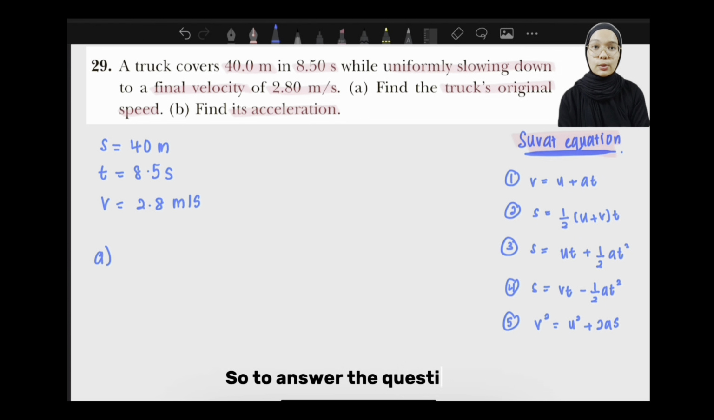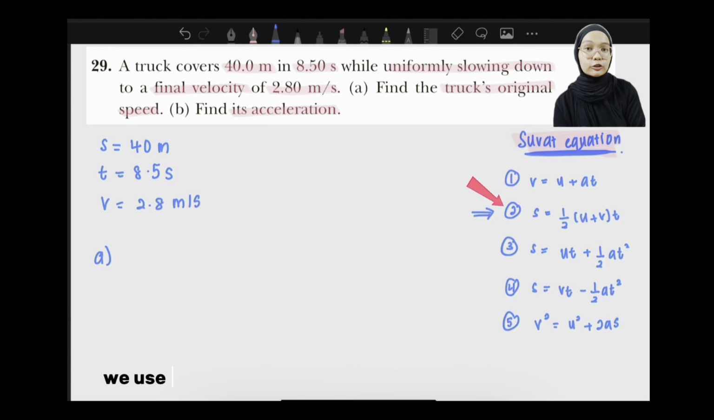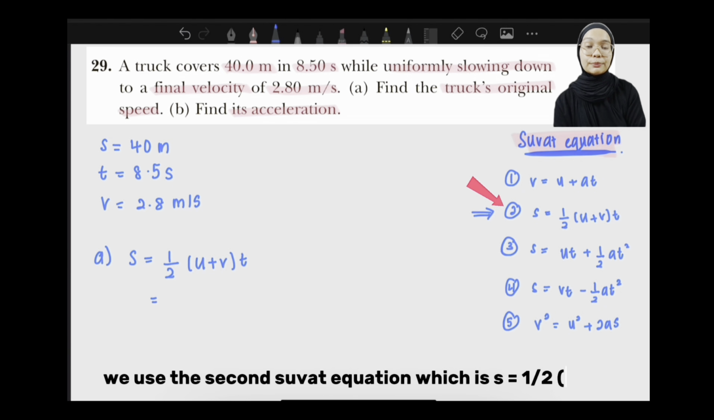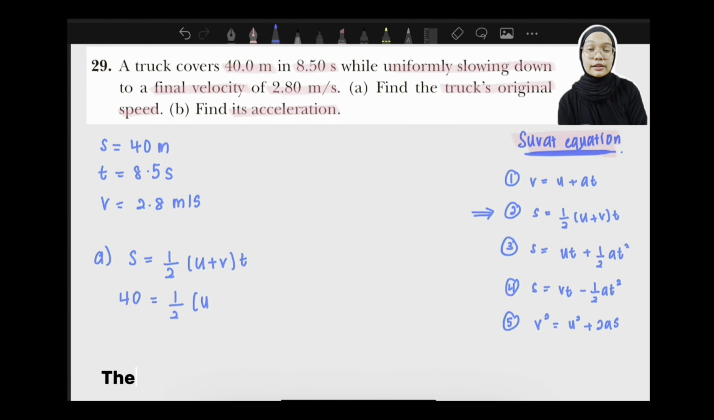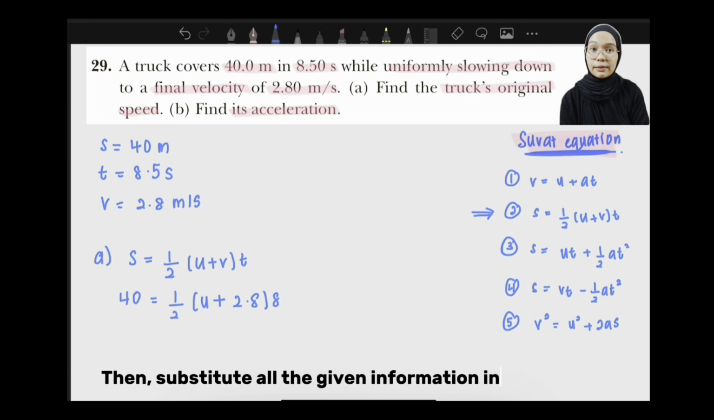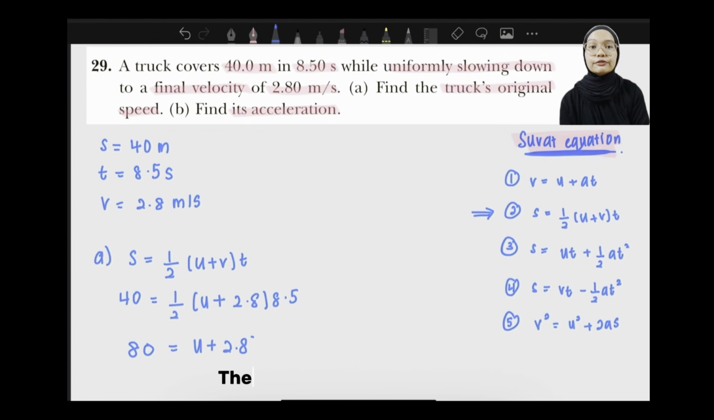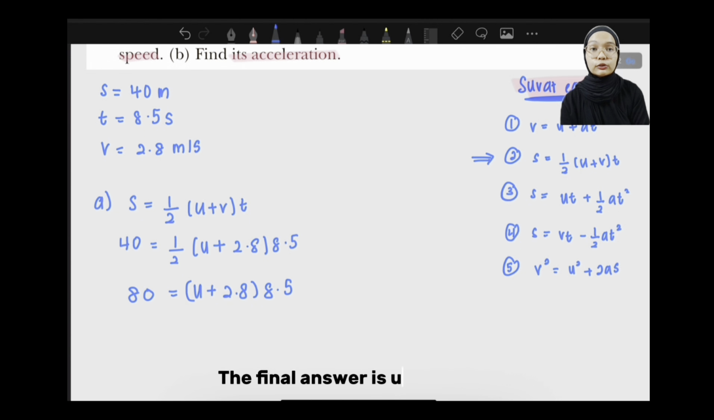So to answer question A, we use the second SUVAT equation, which is s = 1/2 (u + v)t. Then substitute all the given information in the formula. The final answer is u = 6.61 meters per second.